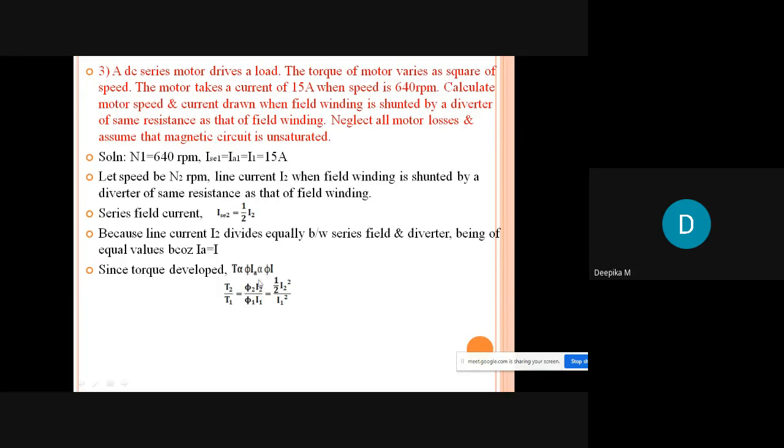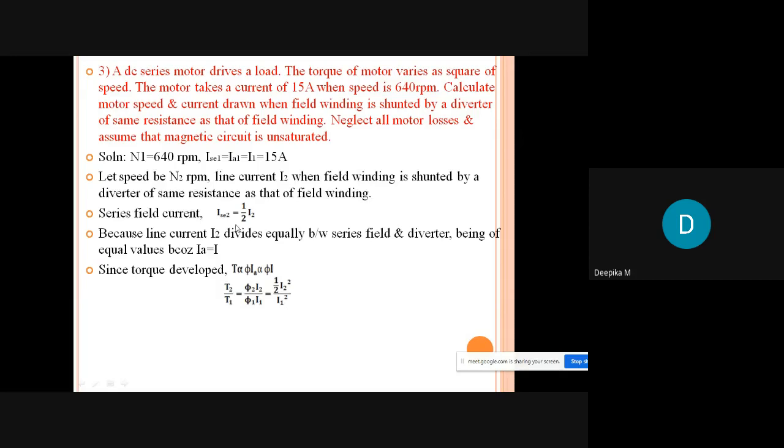Flux is proportional to the armature current. Hence, instead of phi, we can also write I2, correct? Phi 2 will be equal to I2, hence we have written I2 again, and phi 1 is also equal to I1, hence we have written that. And we know that this current is half of the I2, because of ISC2, you can see here it is half of I2, and here I1 will be equal to I1 again.